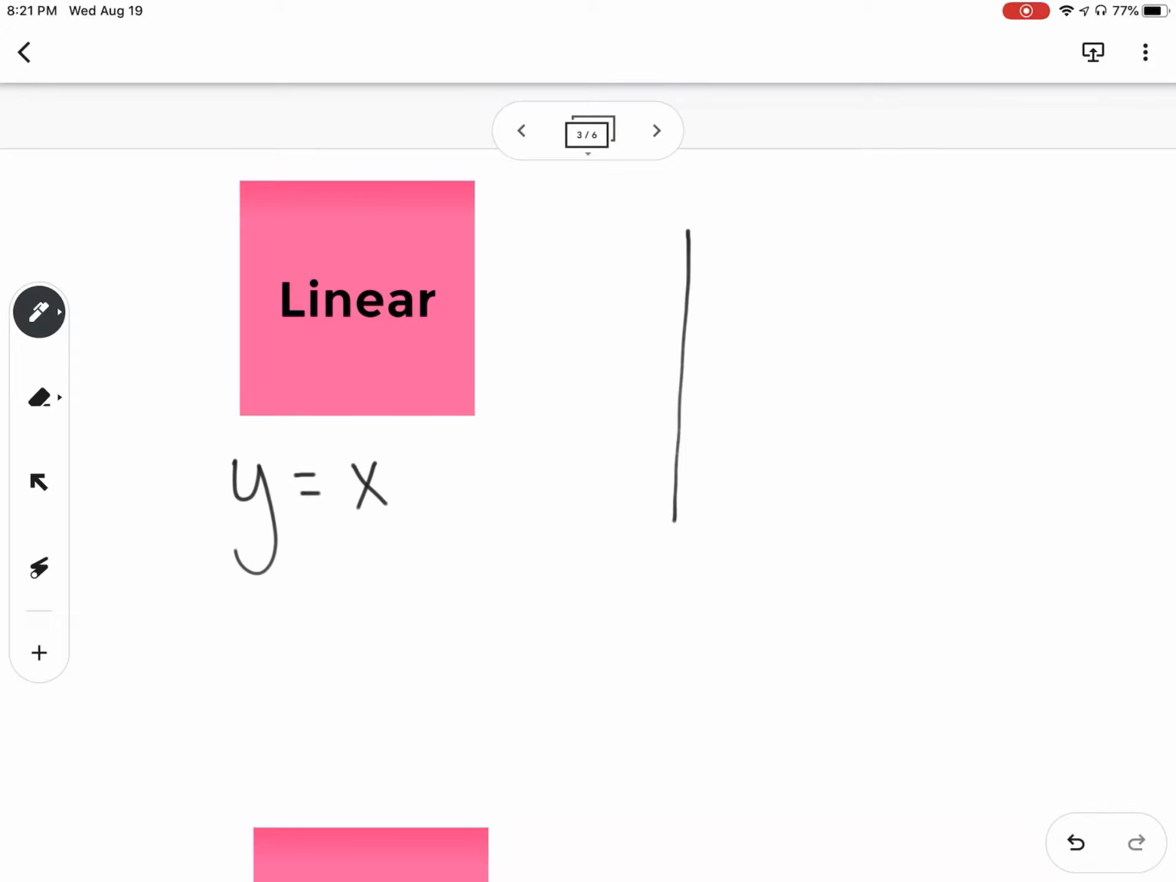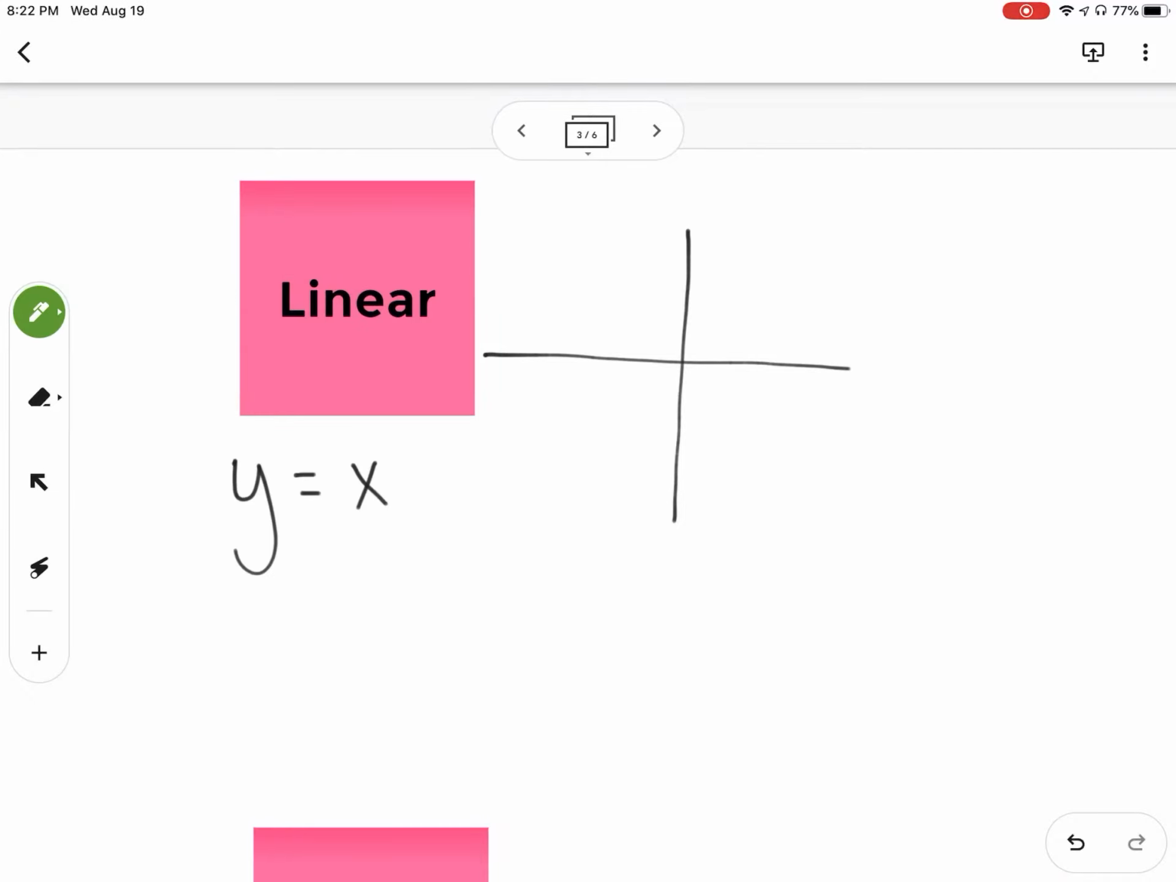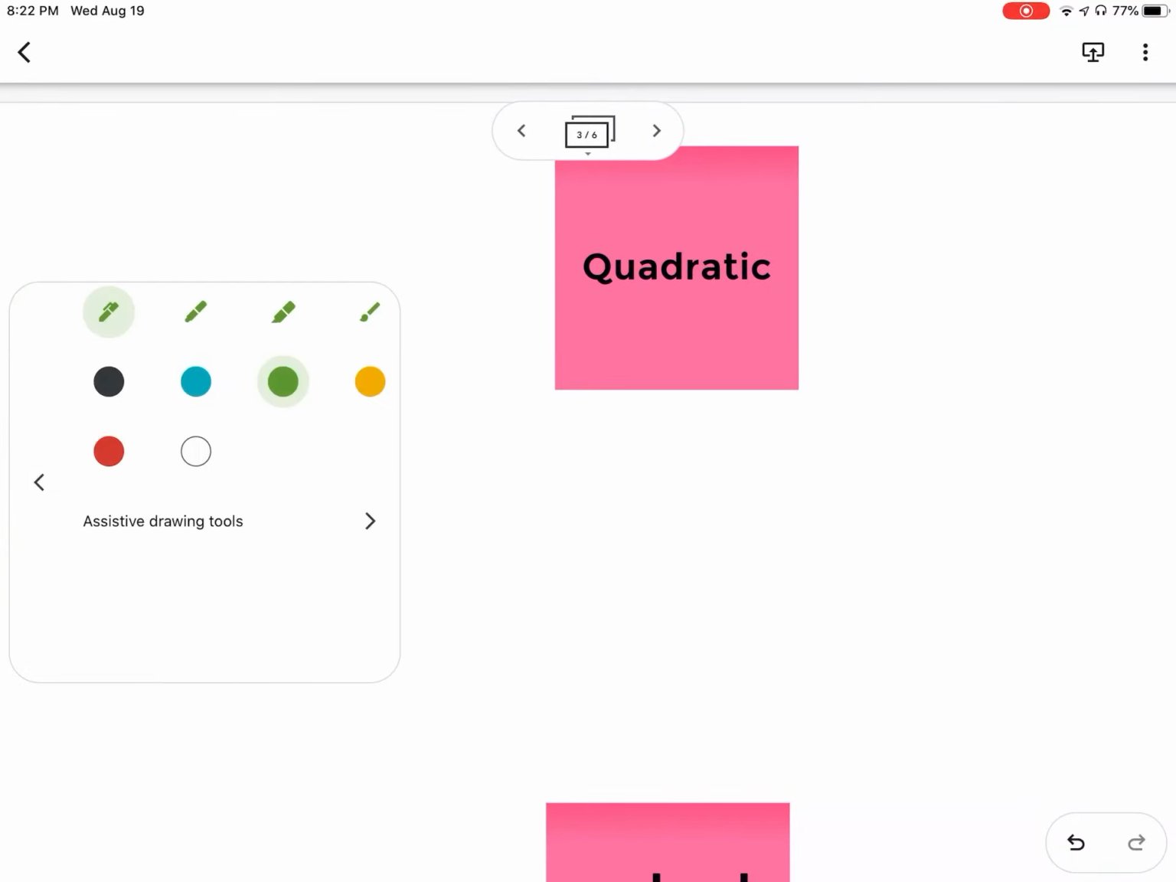For the graph, so I'm going to give you some key points that you need to know on it. It's going to go through the middle. Its slope is up 1 over 1. It's just going to keep doing that from there. That's linear. Linear is pretty easy. That's the simplest one. Quadratic is next.